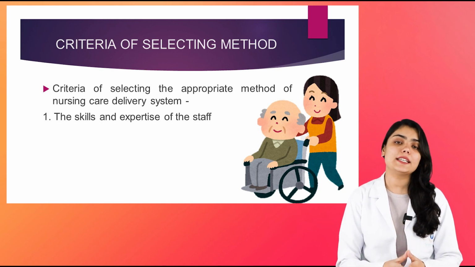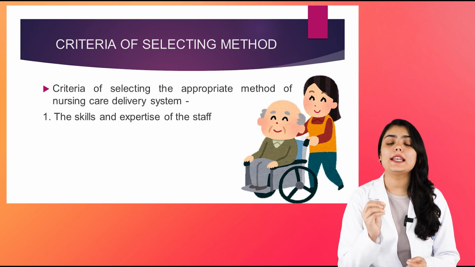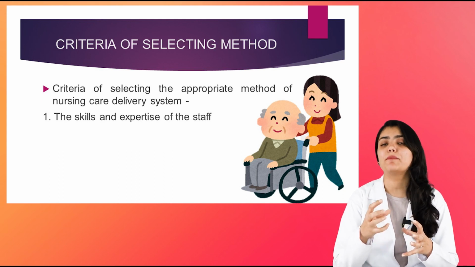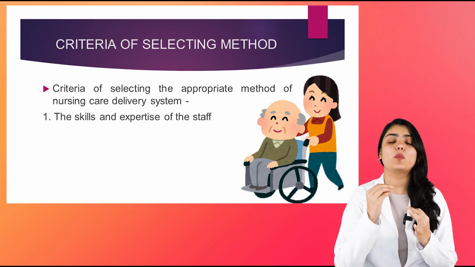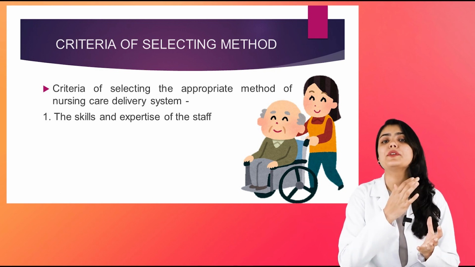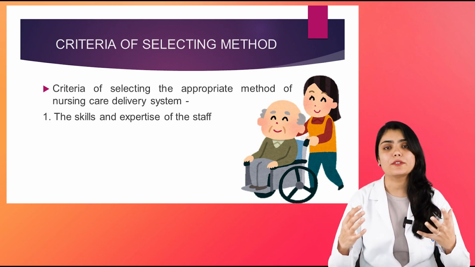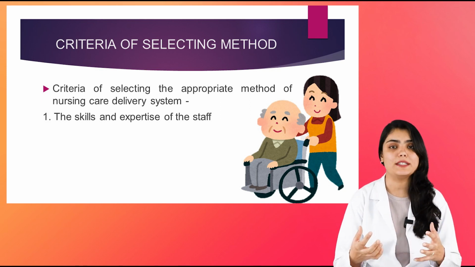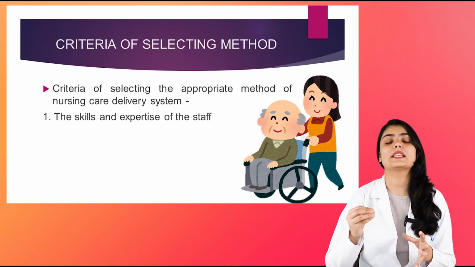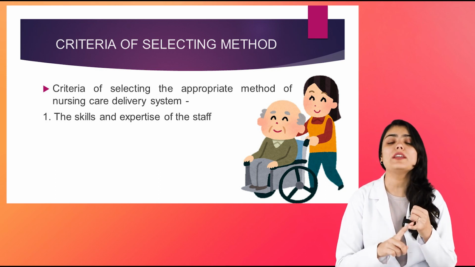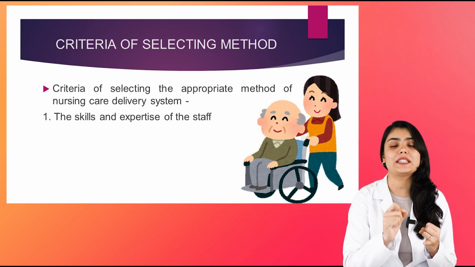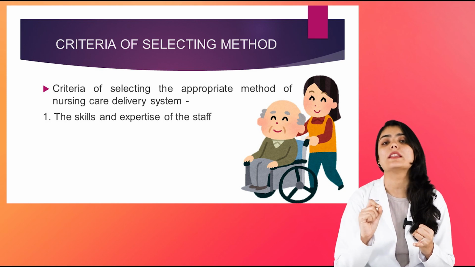The very first criteria that is taken into consideration is the skill and expertise of the staff. So here the skill and the expertise of the staff play a major role in deciding what method of nursing care delivery will be appropriate. As we know, in different methods the responsibilities that are divided will be different. The kind of work to be carried out will be different, and therefore the skill of each and every staff working within the unit to meet the healthcare needs of the patient plays a major role. So the very first criteria to take into consideration before we select the appropriate method is to see the expertise and the skill of each of the employees in the organization.